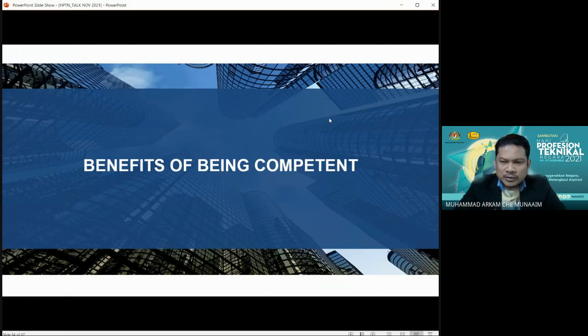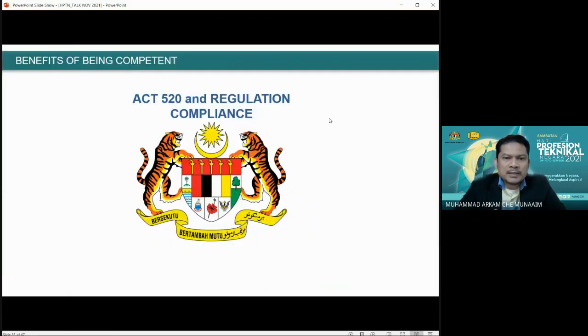Benefits of being competent. We close our session with this. Basically, the first, of course, we will comply with Act 520 and the regulations regarding the enforcement, regarding the importance, regarding the things specified in the act, which we mentioned just now.